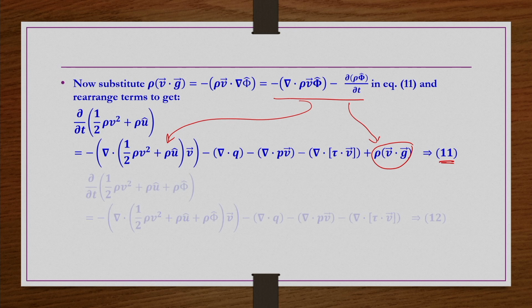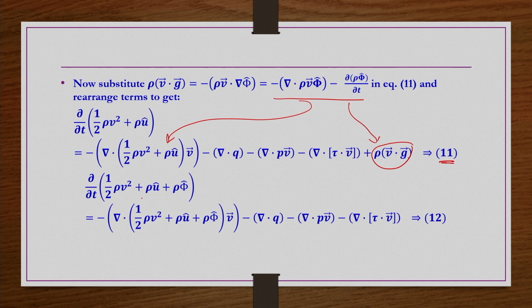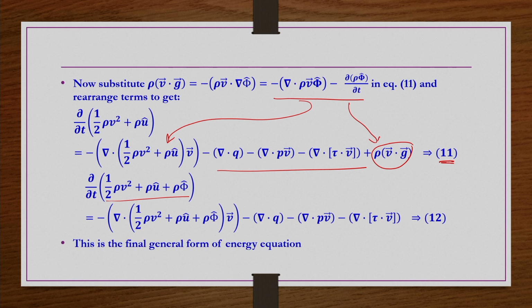So, then we have dou by dou t of half rho v square plus rho u tilde plus rho phi tilde equals minus del dot of rho v square plus rho u tilde plus rho phi tilde times v, minus the remaining three terms as they are, that is minus del dot q minus del dot pv minus del dot tau dot v. Now all three forms of energy come into the picture: internal energy, kinetic energy and potential energy. So, this is the final general form of the energy equation.